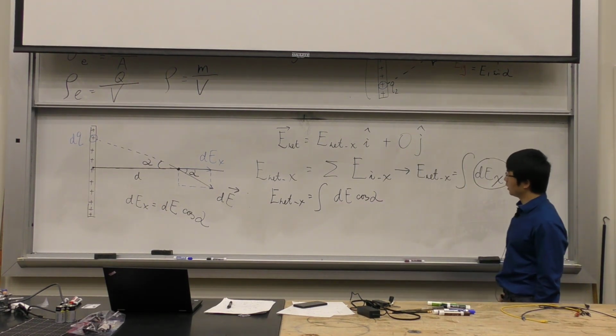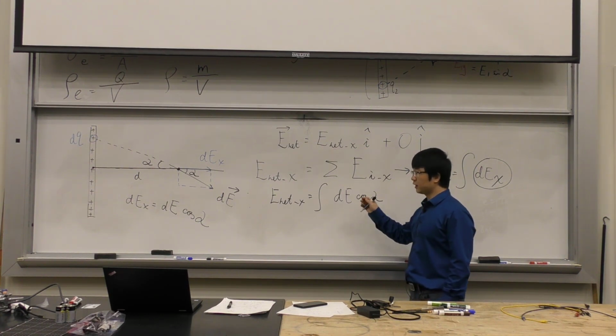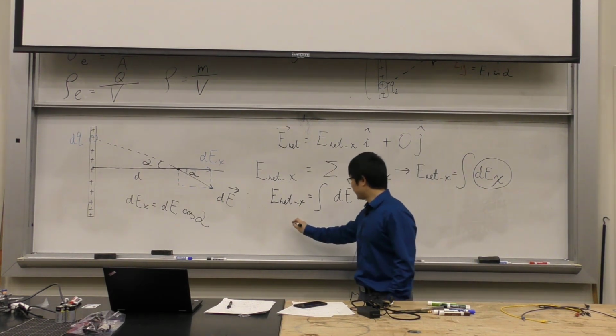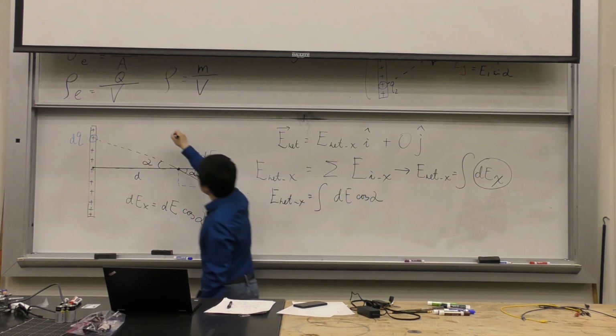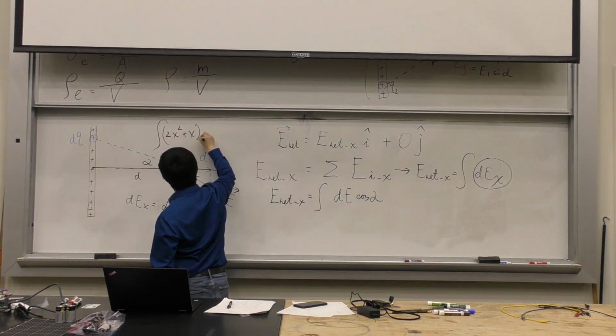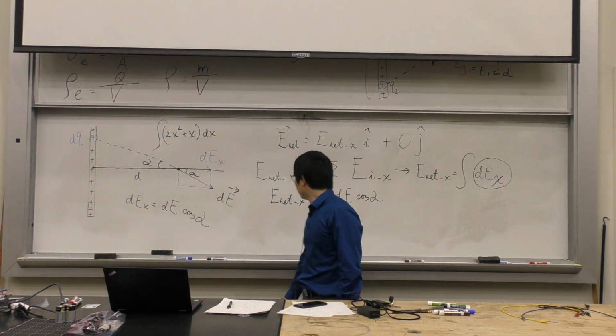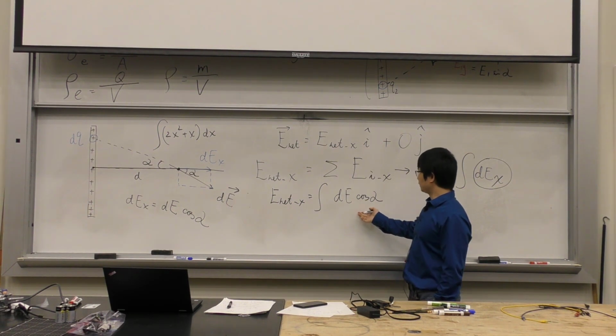Okay, I still don't know how to carry out this integral. How do I integrate this, right? There's a dE, there's cosine alpha, right? And they're two different variables, okay? If I have a function with the same variable, I can integrate that. For example, okay, if I integrate 2x squared plus x dx, you know how to integrate that, right? You have done that, okay? But this is different, right? Okay, the thing I want to integrate is dE, but I have a function cosine alpha.